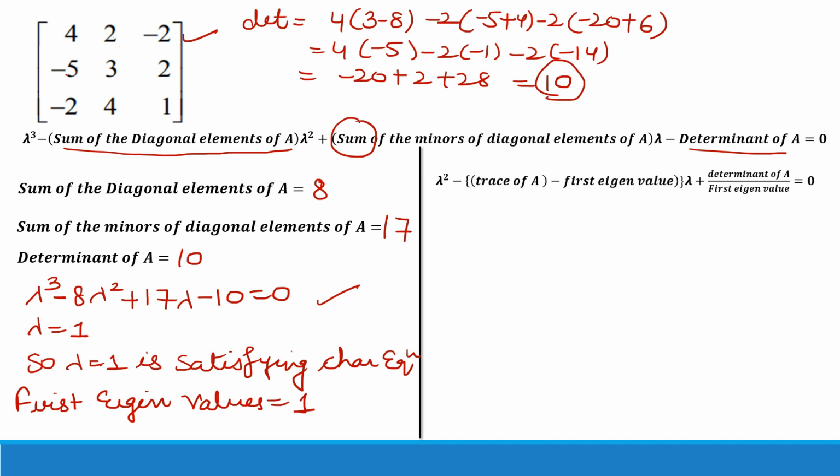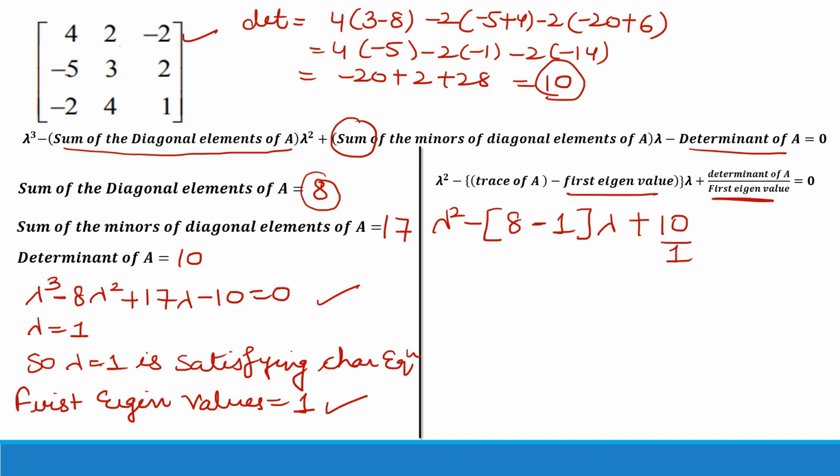This is the formula: lambda square minus trace of A. What is trace of A? That is 8. Trace of A is the same as the sum of the diagonal elements. 8 minus the first eigenvalue, which is 1, times lambda. What is the determinant? The determinant comes out as 10, divided by the first eigenvalue, which is 1, equal to 0.